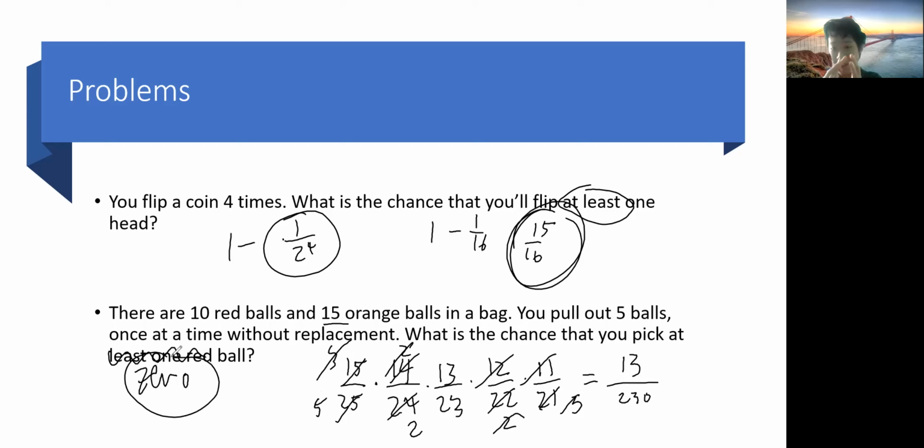So don't put this in right now, okay? A common mistake when you do complementary probability is you find the chance to get 0 and you put that in. You have to take 1 minus that, okay? 1 minus that, you would get 200 and, let me see here. Quick maths, 217 over 230. Okay.